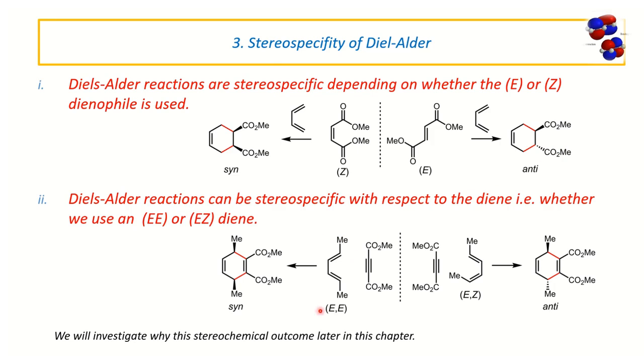Try to look at this situation and explain it for me. In this case here, the substitution on the diene is what determines these groups on the ring.